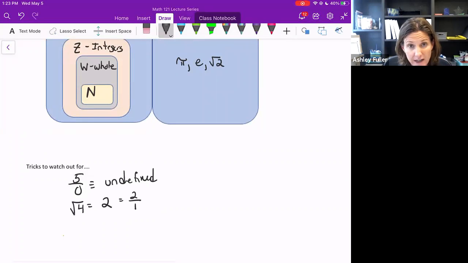Likewise, when you see a fraction, such as maybe 12 over 6, notice that can also be simplified to 2. So don't assume just because it's a fraction that it can't be a natural number. You have to simplify it first.